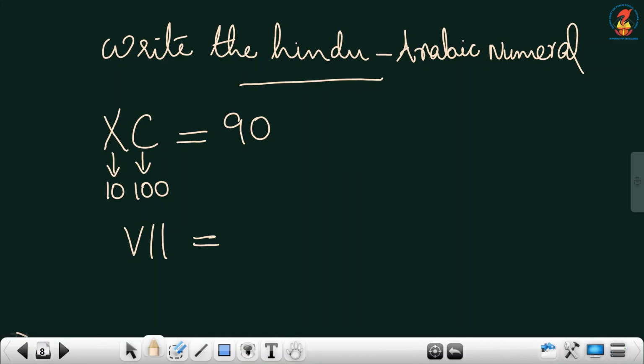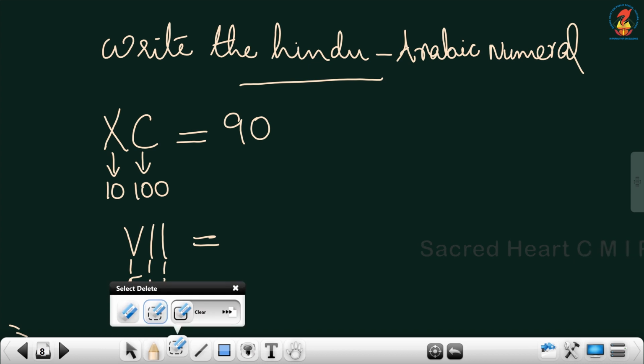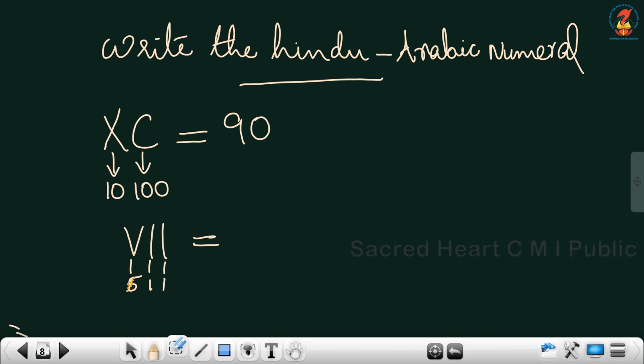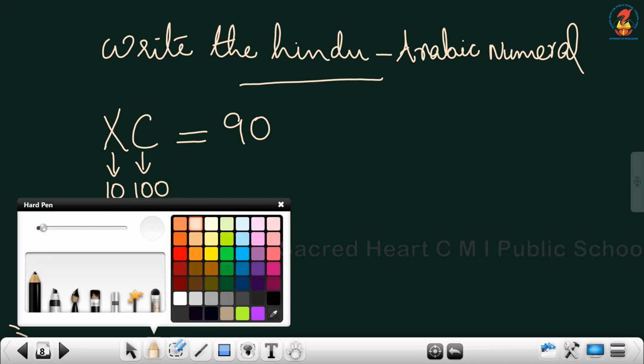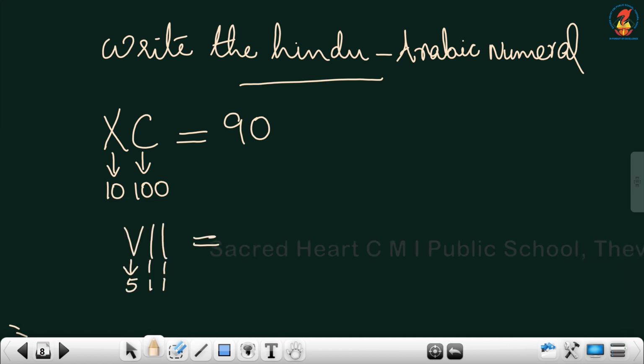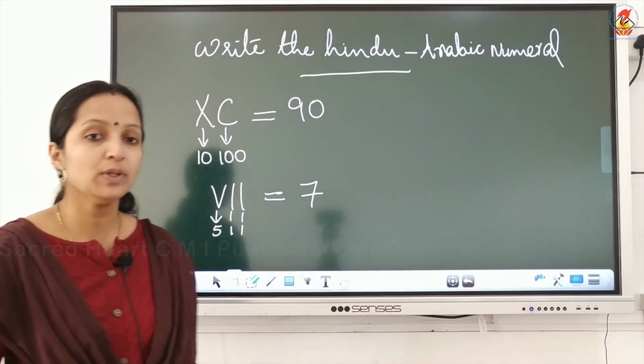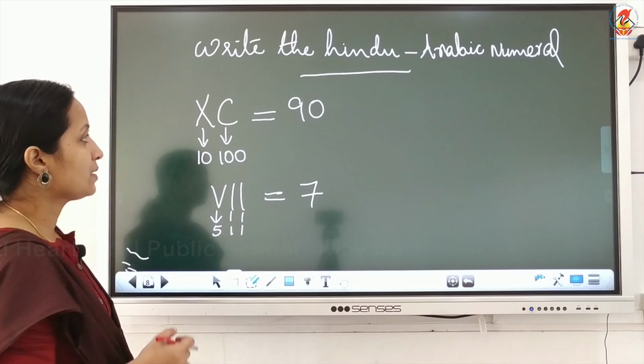Okay. Now, suppose a question VII. Okay. So, how will we write the number? V is 5, this is 1, this is 1. I is representing 1. So, 5 plus 1 plus 1, what is the answer? 7. If a smaller value is on the right side you have to do addition. Okay.